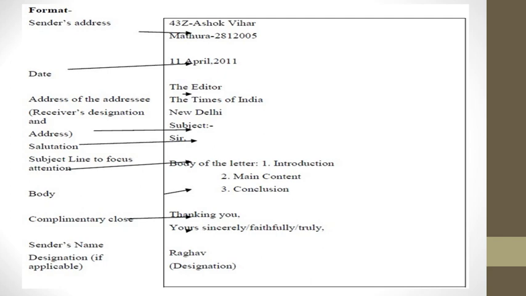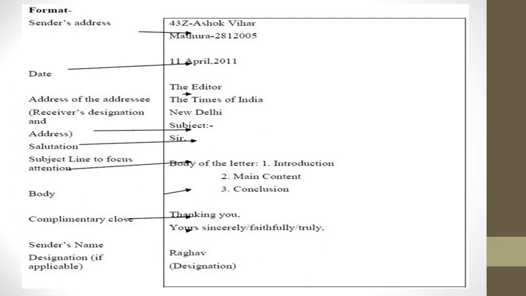Next one is the date. The date is written below the sender's address after leaving one space or line. You can write 26th April 2020, or if it's November or December, you can write it in an abbreviated format, that is NOV or DEC. For March, April and so on, you can write it as it is. Next one is the receiver's address, and here the address details of the recipient should be written.